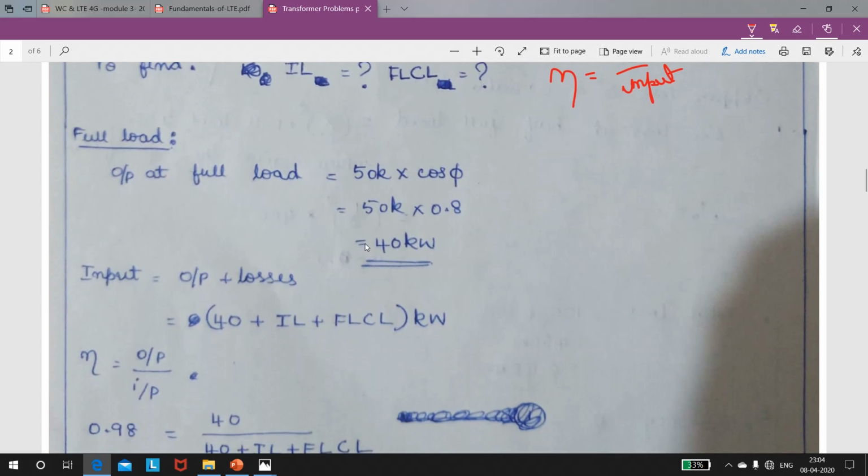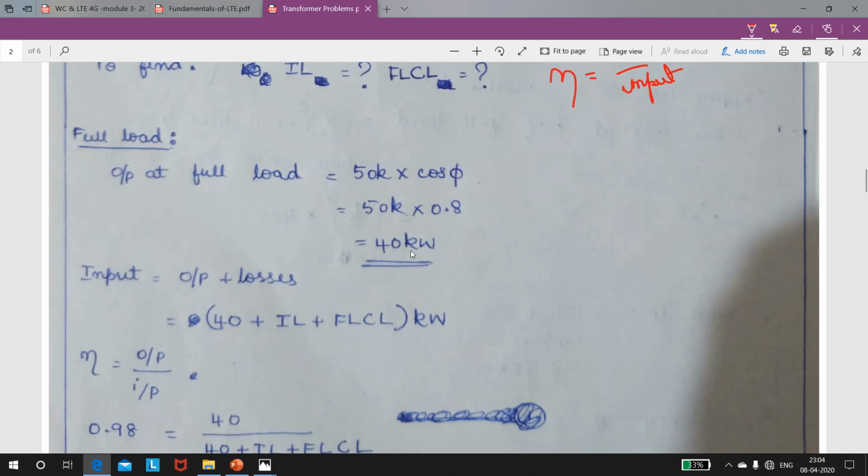What is output? 40 kilowatt plus losses again. What is losses? Iron loss, and another one is full load copper loss. So 40 plus IL plus FLCL. Now again I told you I want everything in the same unit. So again iron loss and copper loss also in the kilowatts. So I have written it like this.